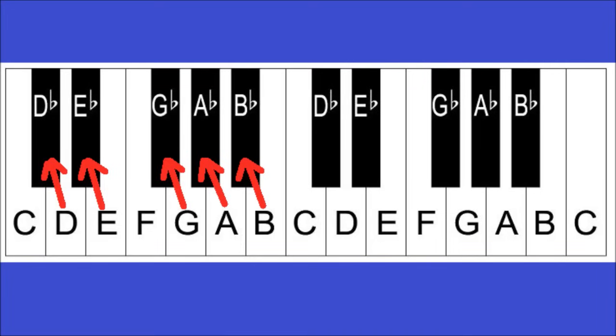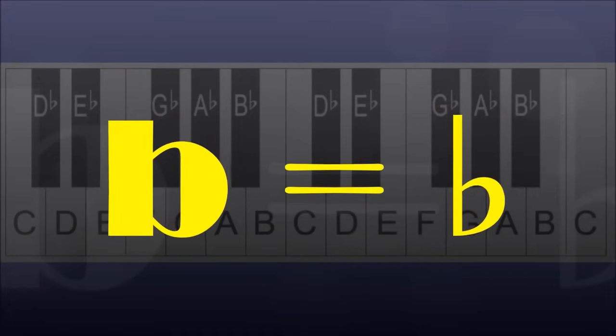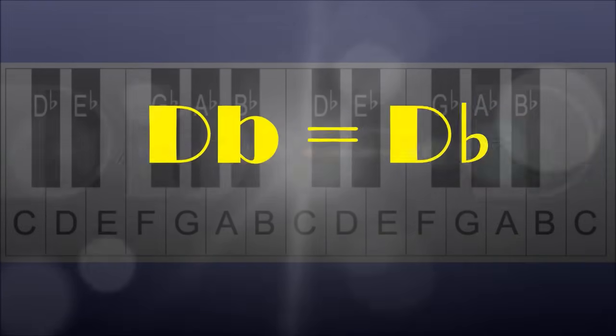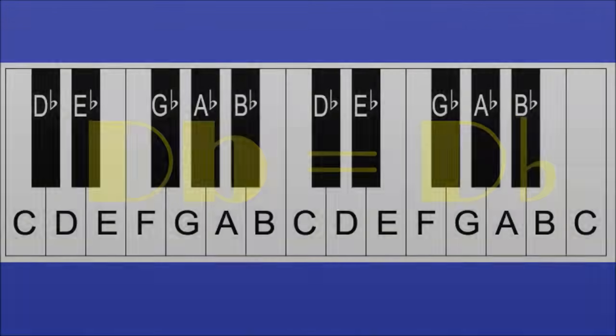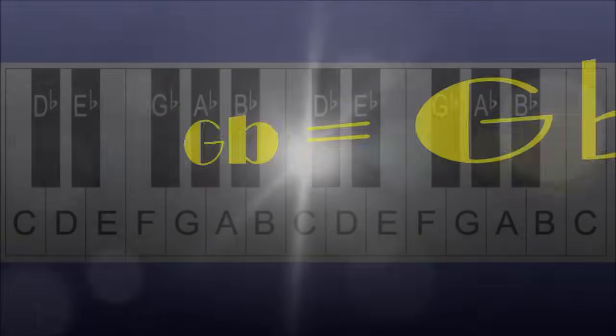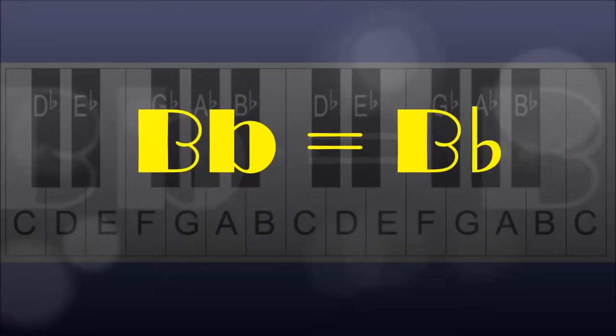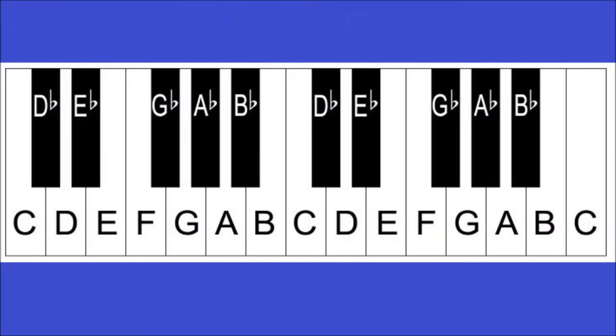B flat. Instead of typing the word flat every time, a small letter b is used. So instead of typing or writing D flat, you type this. Instead of E flat, you write this, followed by G flat, A flat, and B flat. The lowercase b means flat.